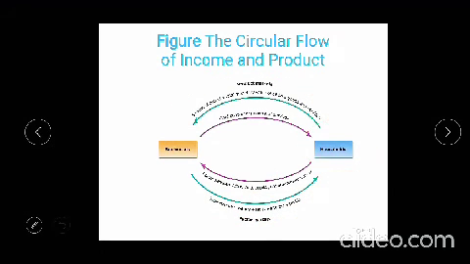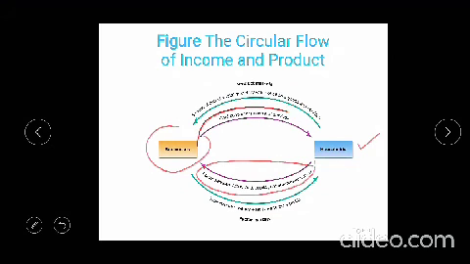So let us quickly go through this diagram again, which is a very simple two-sector circular flow of the national income. First of all, the business sector hires the different factors of production from the households. These factors of production are used to produce the final goods and services which go towards the household sector. This is one flow which is taking place.